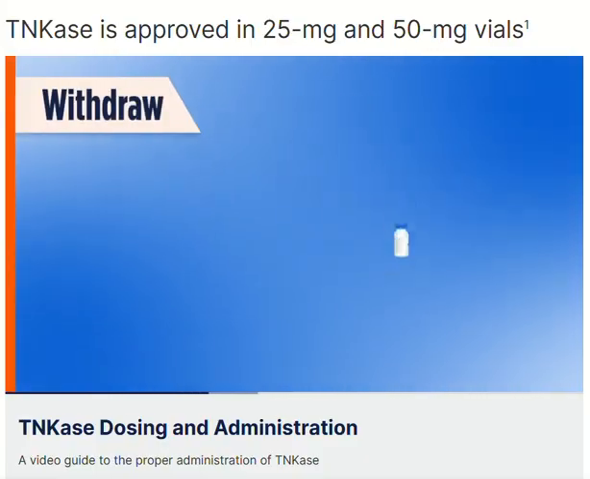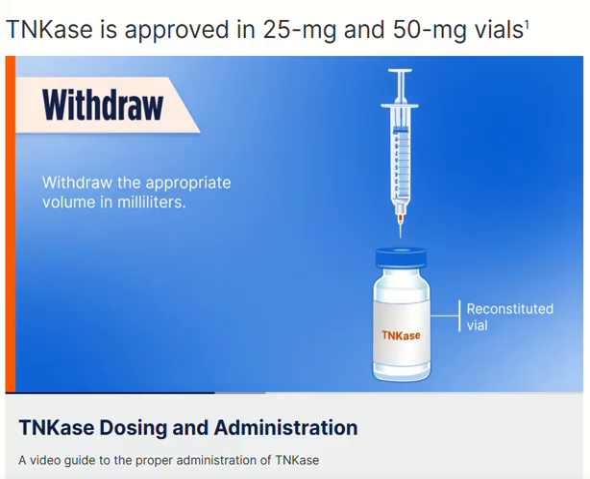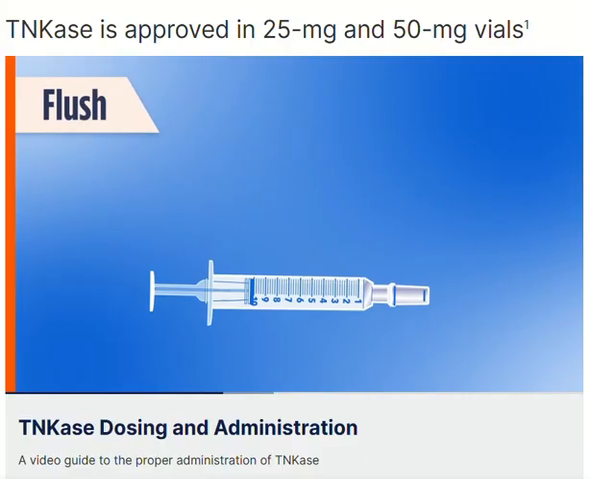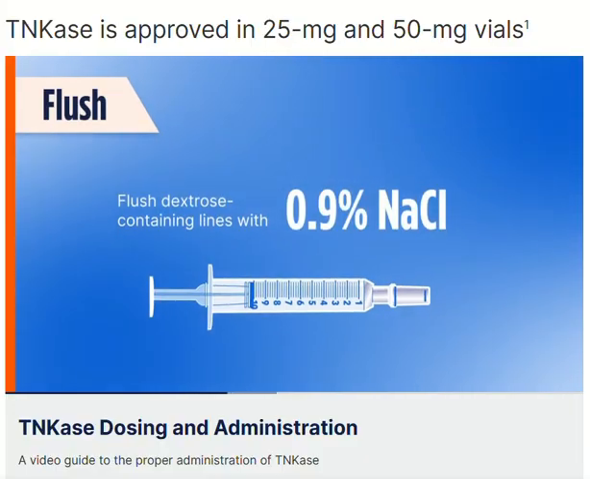Once you have determined the appropriate dose of TNKase, withdraw this volume in milliliters from the reconstituted vial with a syringe. Discard any unused solution. Visually inspect the reconstituted product in the syringe for particulate matter and discoloration prior to administration. Precipitation may occur when TNKase is administered in an intravenous line containing dextrose. Flush dextrose-containing lines with 0.9% sodium chloride injection solution prior to and following single bolus administration of TNKase.